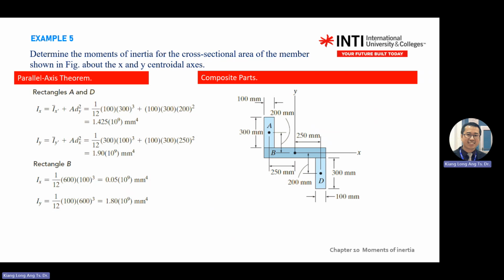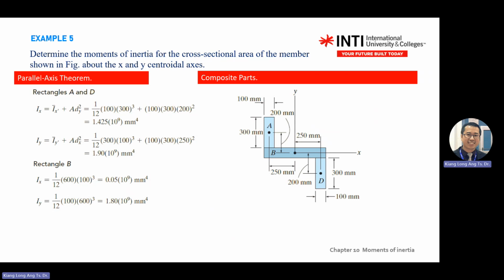You look at rectangular B. For rectangular B, you see you don't have Ad squared because it's on the centroid. The d is 0, so that's why you don't have it. If you still want to write it, you can, but d is 0. dx or dy is 0 because it's on the centroid axis.